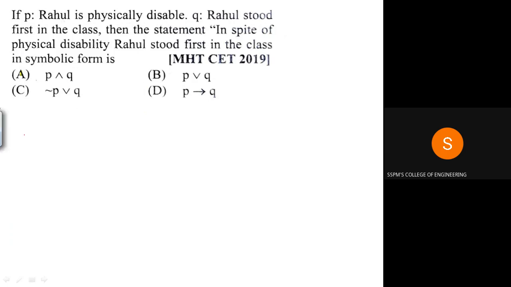So first we will read the question. What is P given? P: Rahul is physically disabled. What is Q? Rahul stood first in the class. So what is P? Rahul is physically disabled. And what is Q? Rahul stood first in the class. Then what is the statement here? In spite of physical disability, Rahul stood first in the class.